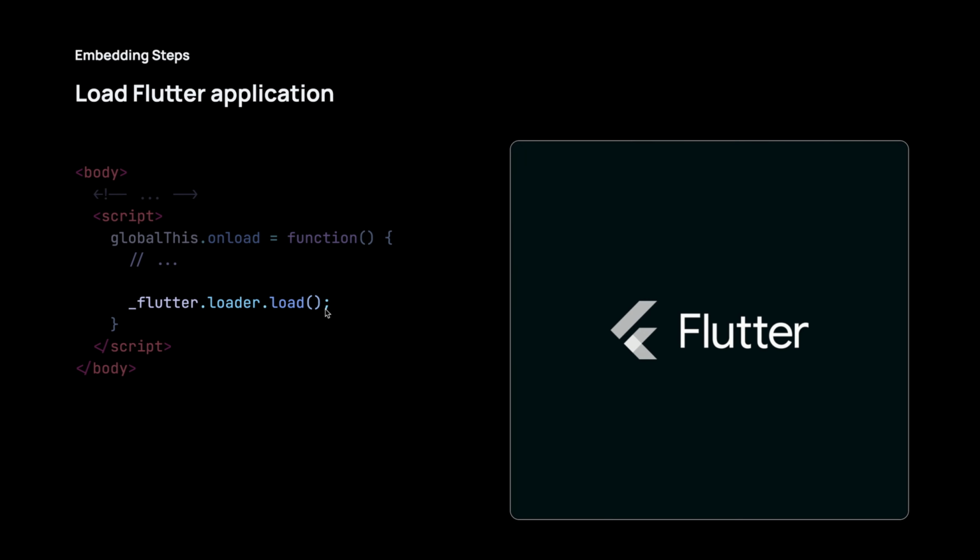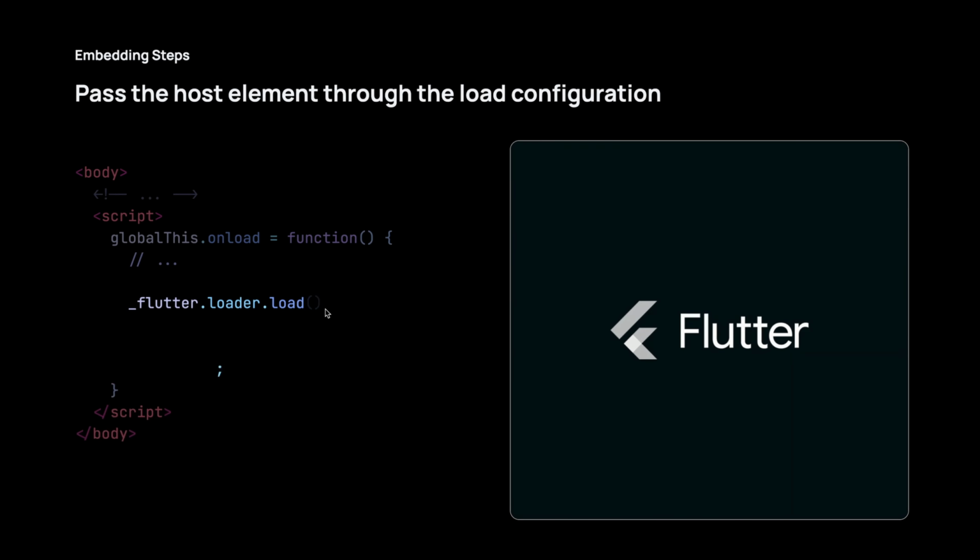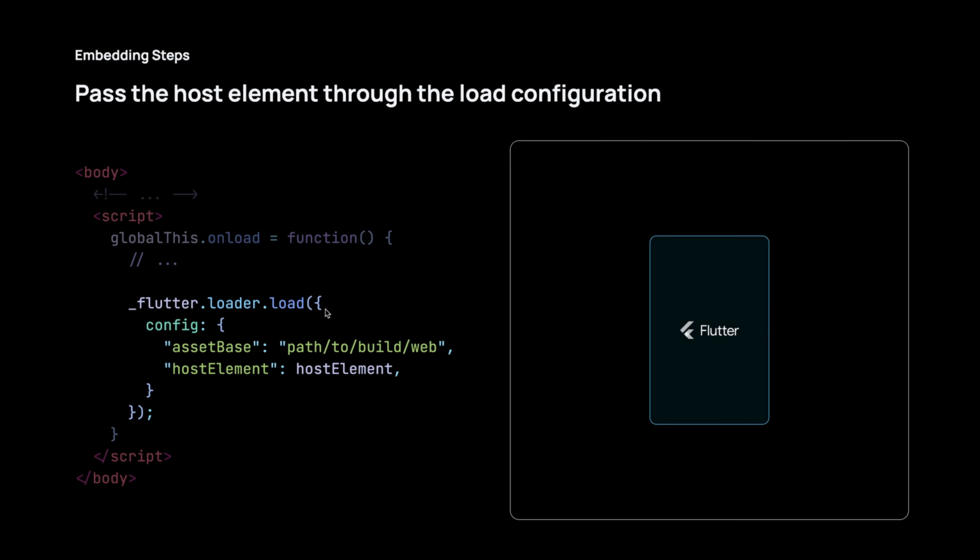Now, to fix this, we pass in the host element through the load configuration. Now, the load configuration also takes the asset base, and this is a path to your build/web folder. And this provides the fonts and icons that the Flutter app needs to display properly. Now that we've passed the host element, the Flutter app now runs only within the defined host element and adheres to the dimensions that we set on the host element.